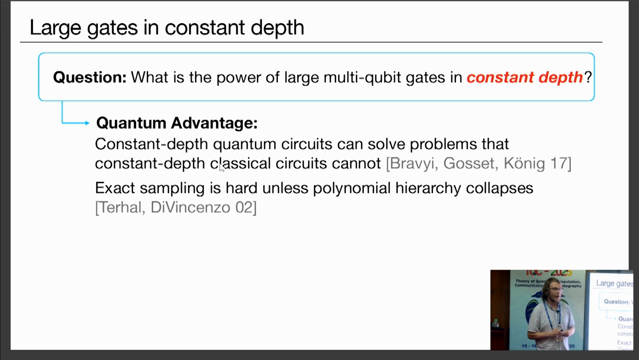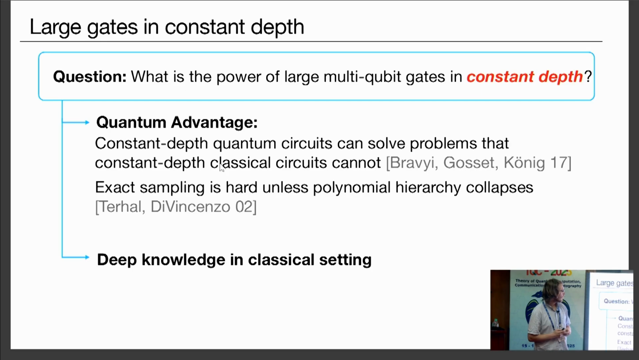So in particular, we have separations where a constant depth quantum circuit can solve a search problem that an analogous constant depth classical circuit provably cannot solve. And these separations are nice because they don't rely on any sort of unproven assumption. Moreover, a classical algorithm can't sample exactly from the output distribution of a constant depth quantum circuit unless the polynomial hierarchy collapses.